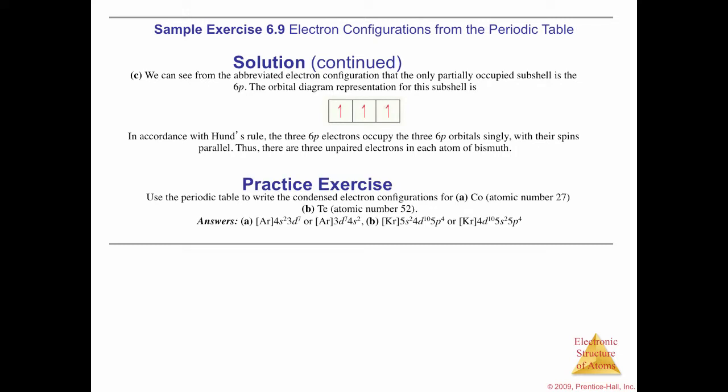Practice exercise. Use the periodic table to write the condensed electron configurations for cobalt and tellurium.